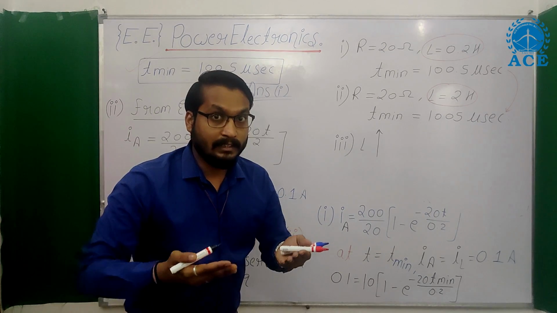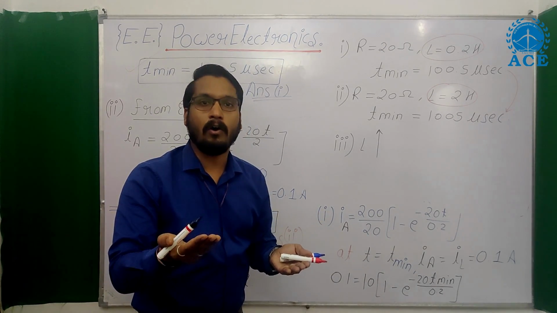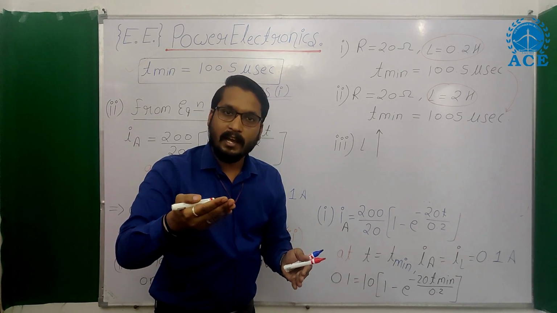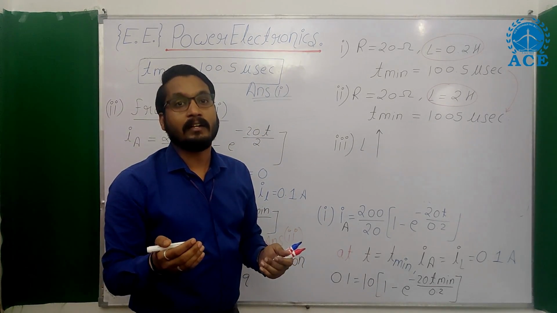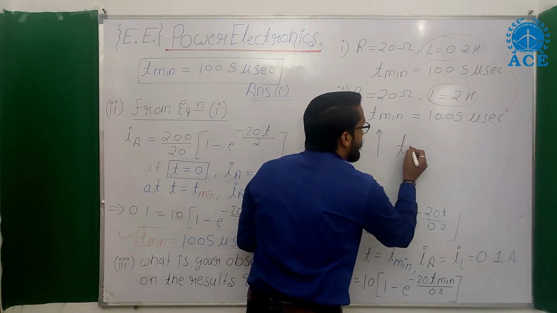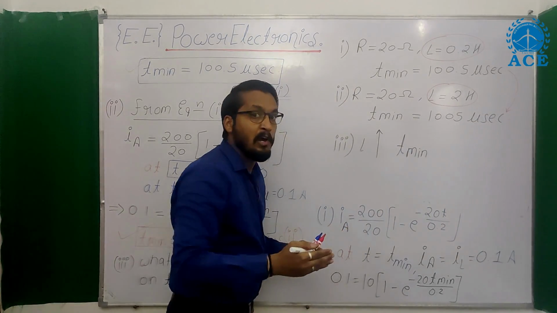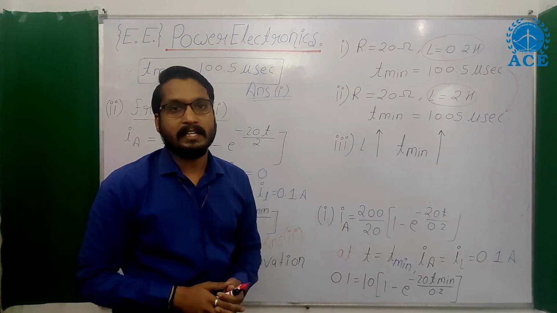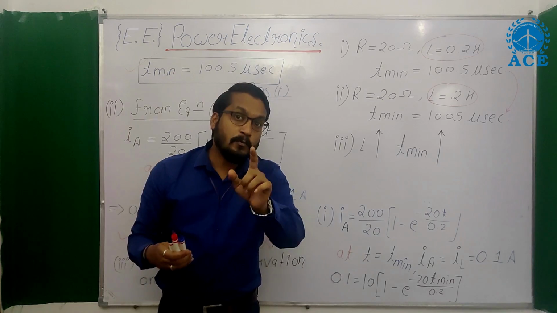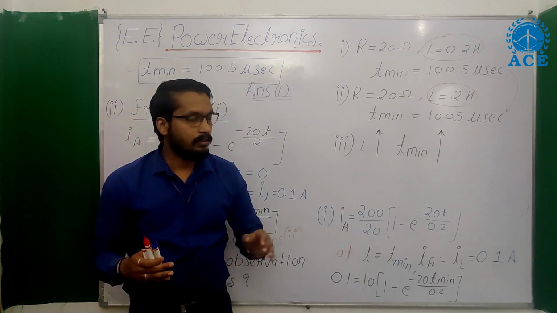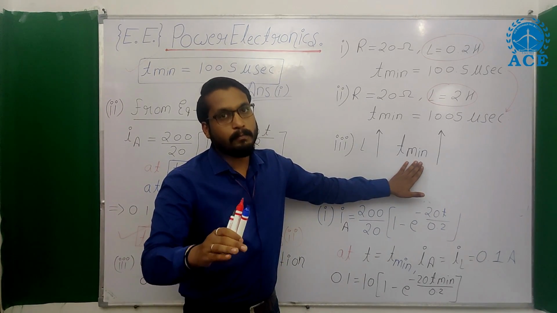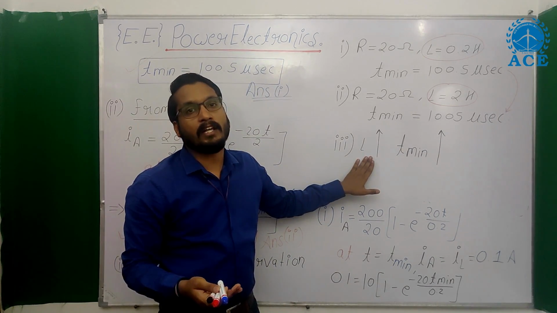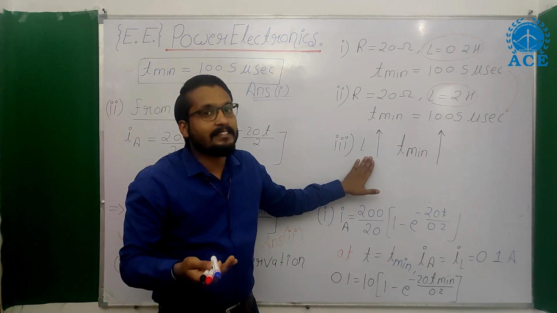What does it mean? The time taken to turn on the SCR, or the time taken by the anode current to become the latching current, increases. We have to maintain the gate pulse for a long period of time, so the minimum gate pulse width required to turn on the SCR successfully increases. If you want to turn on the SCR successfully, you now have to maintain the gate pulse for a long period of time if the inductance or the inductive effect in the circuit is more.